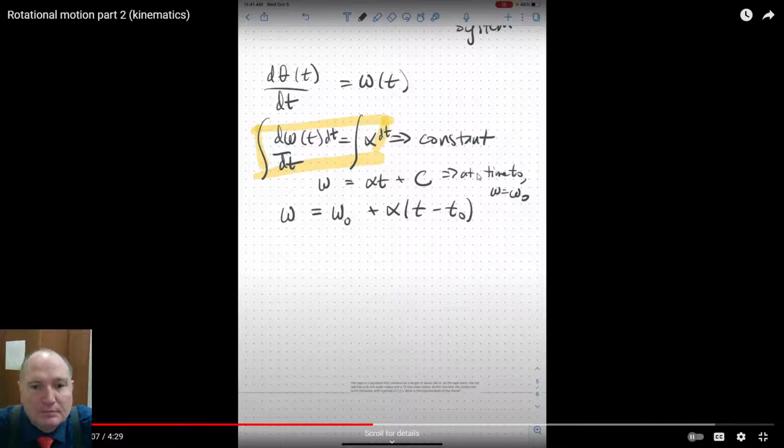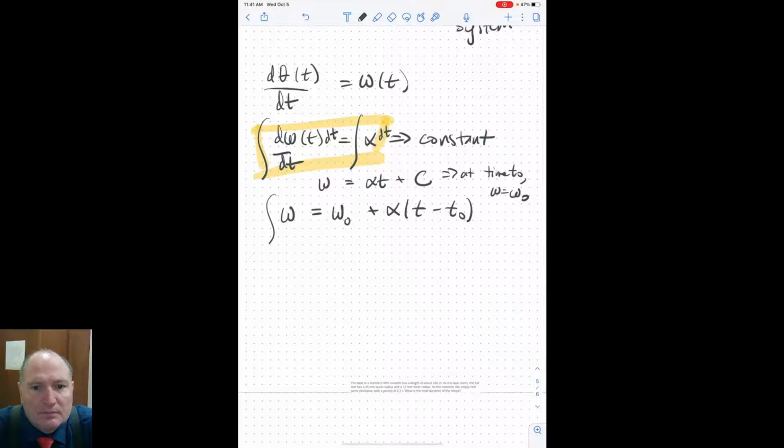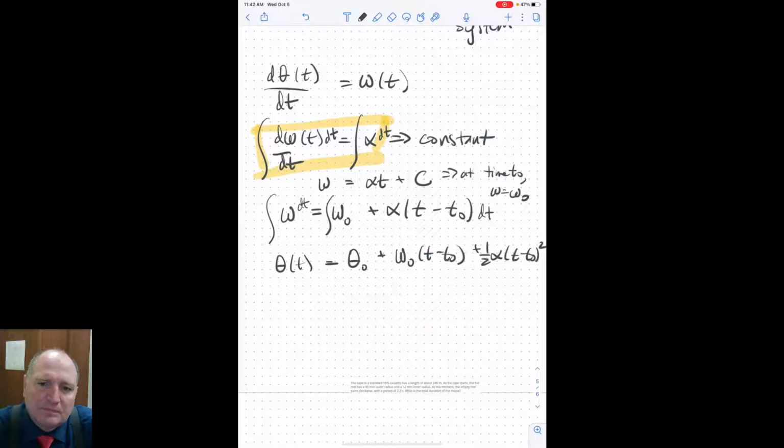We can then integrate this one again to get a function in terms of theta. So here on the left we'll have theta, a function of time, and then we're going to find that this is omega naught (t minus t naught) plus 1/2 alpha (t minus t naught) squared.